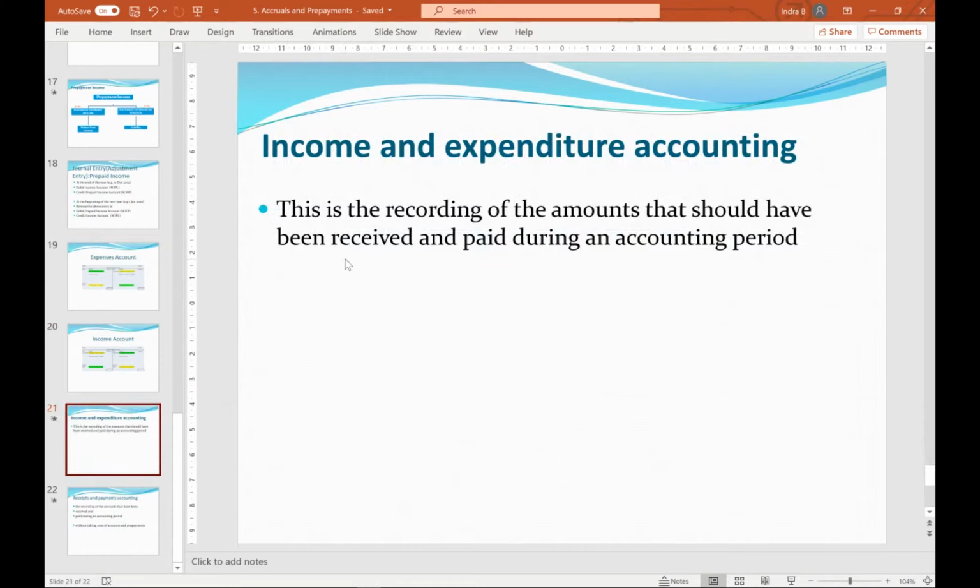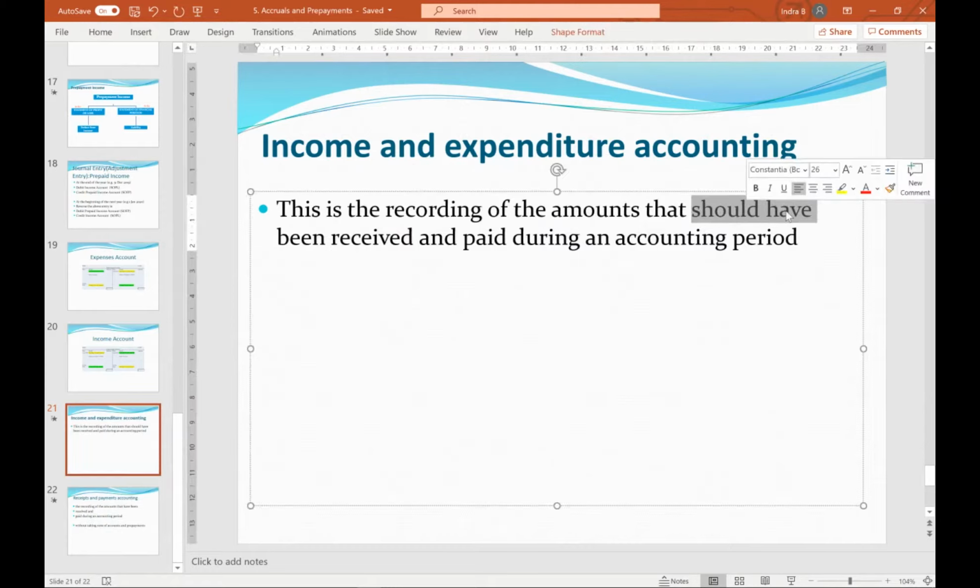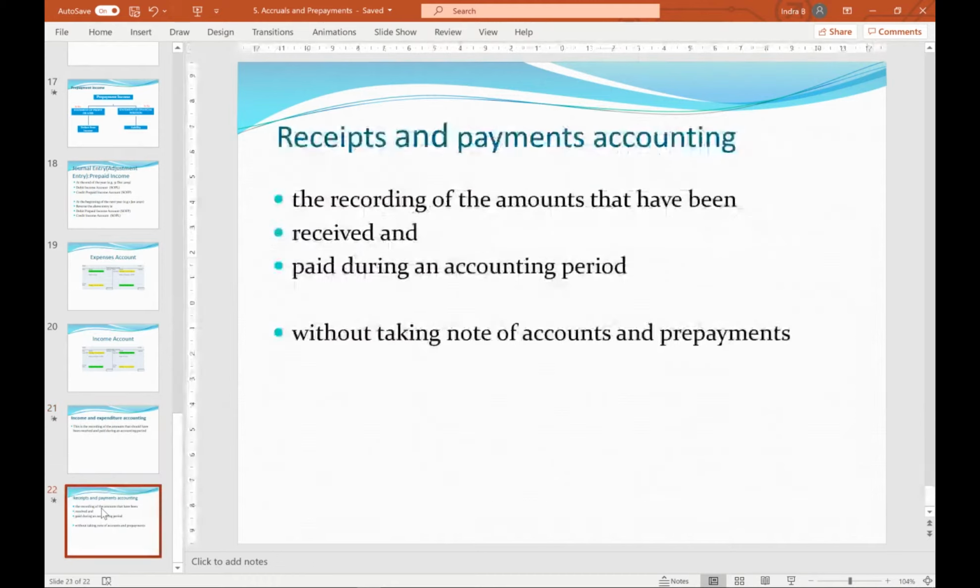Okay, income and expenditure accounting. This is recording of the amount that should have been received and paid during an accounting period. Should have, it is saying should have. So we consider the accrued income and expense account. It's just a statement that if we are doing income and expenditure accounting in our accounts, the amount should be what we should have received, not what we have received, but we should have received, which is related to this period.